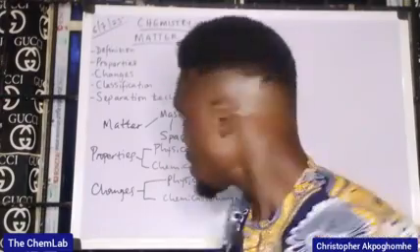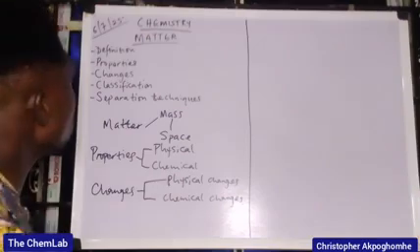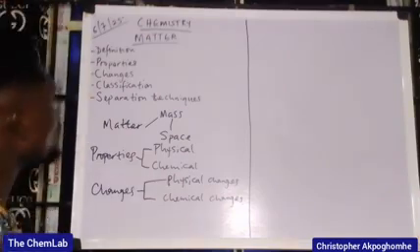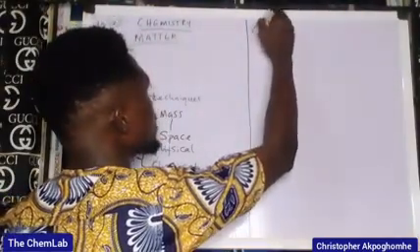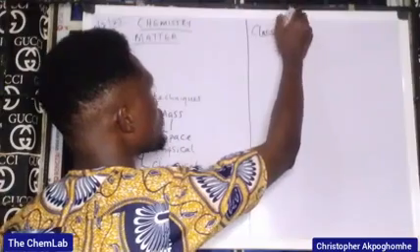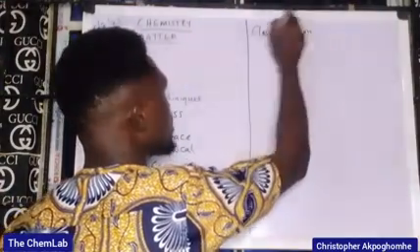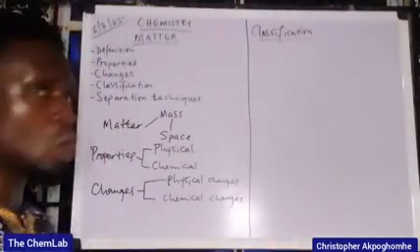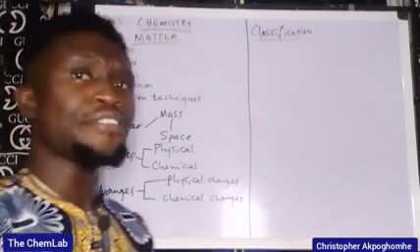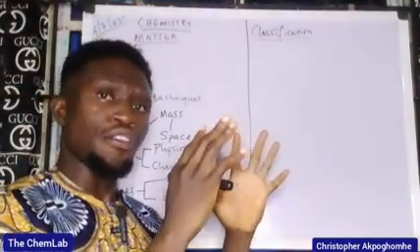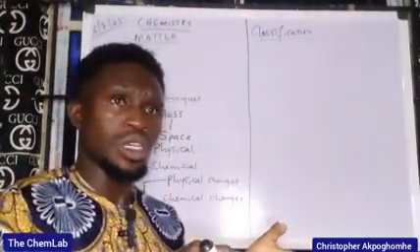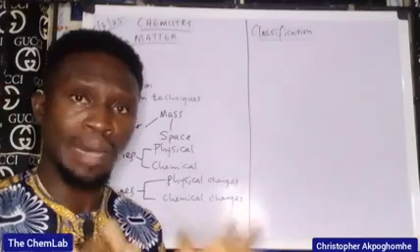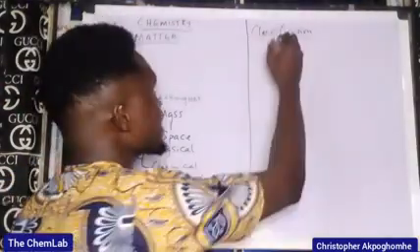Okay? Now, we are going to move on to what we call classification of matter. Now, matter can be classified into three. So we have three forms in which matter exists.